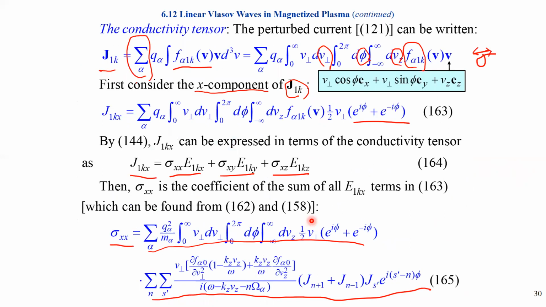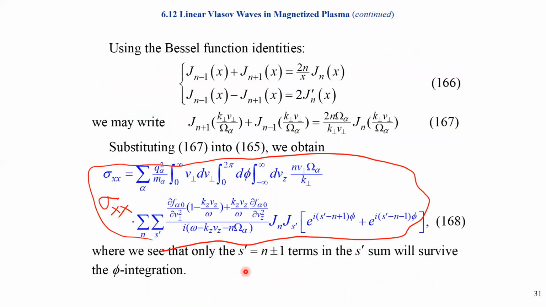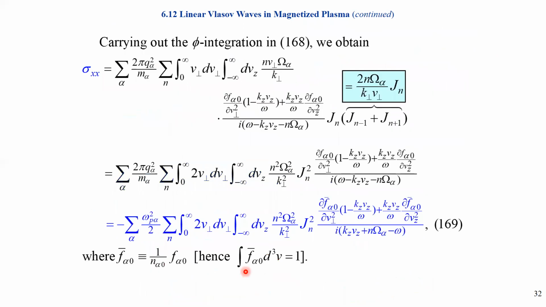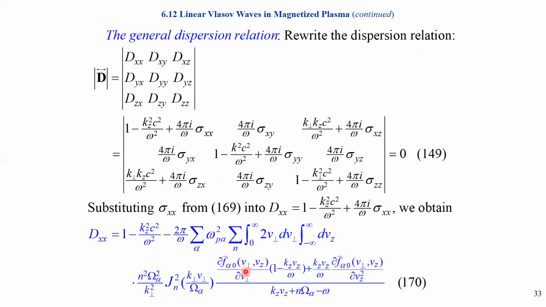For example, we got all the coefficients. To obtain the conductivity tensor, we have to use this one. Okay, so for J1KX, we just use this one. We can obtain sigma xx, sigma xy, and sigma xz. Sigma xx is shown here. Others can be obtained using the similar techniques. So sigma xx is shown here.